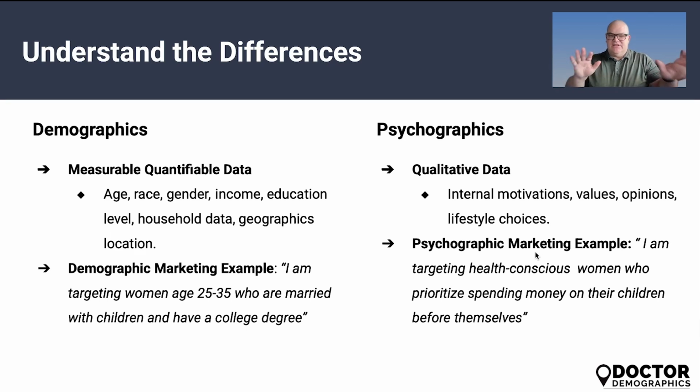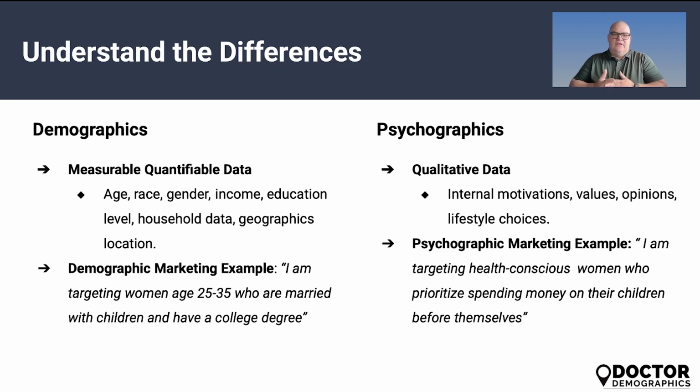Okay, so let's look at the difference. We talk a lot about demographics. We talk a lot about psychographics at Dr. Demographics, so you're very, very clear on what the difference is between the two. Demographics are measurable, quantifiable data, and so it's age, race, gender, income, education level, household data, geographic location. Those are what we typically think of when we think of demographics, and it can go deeper than that.